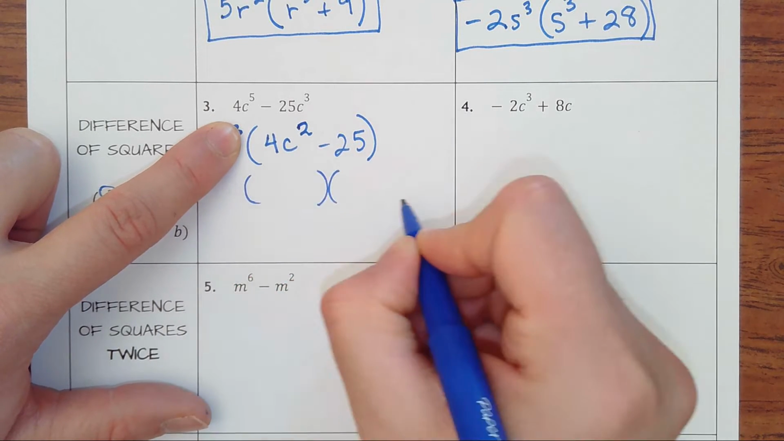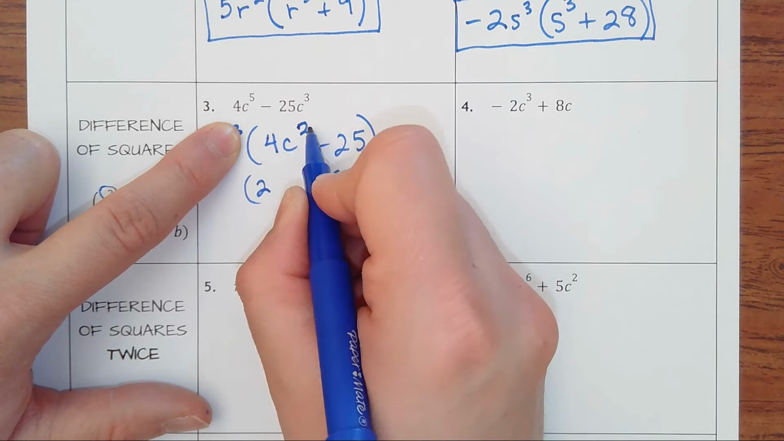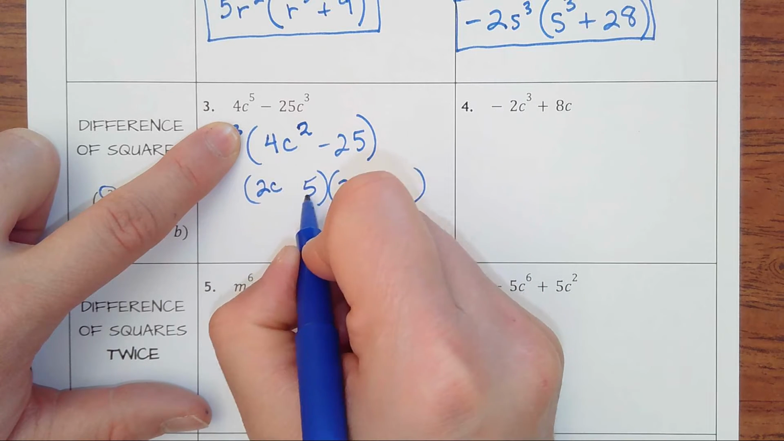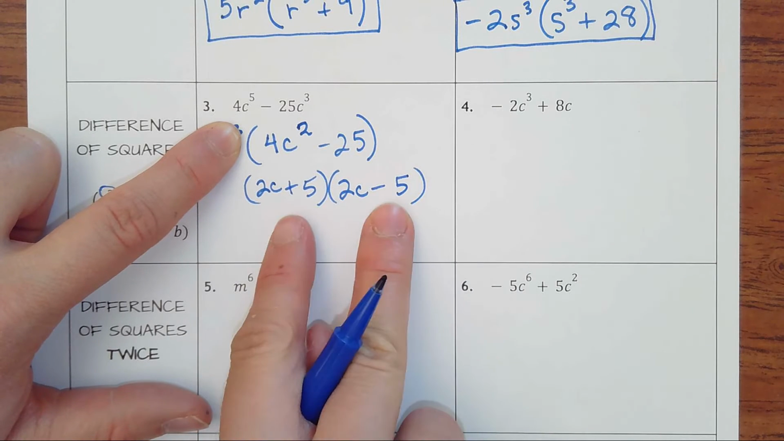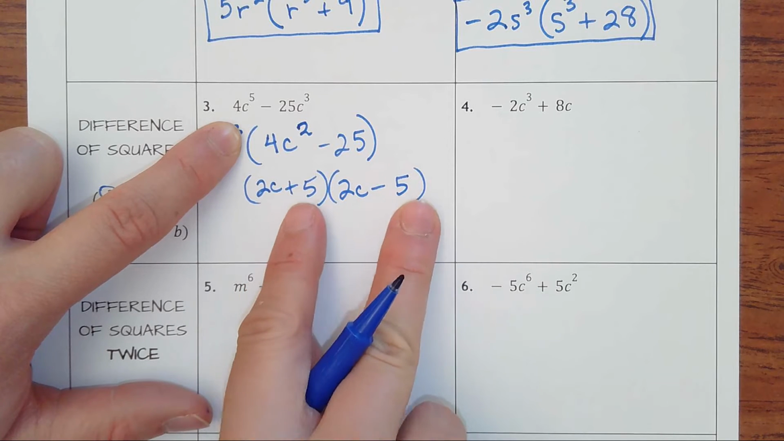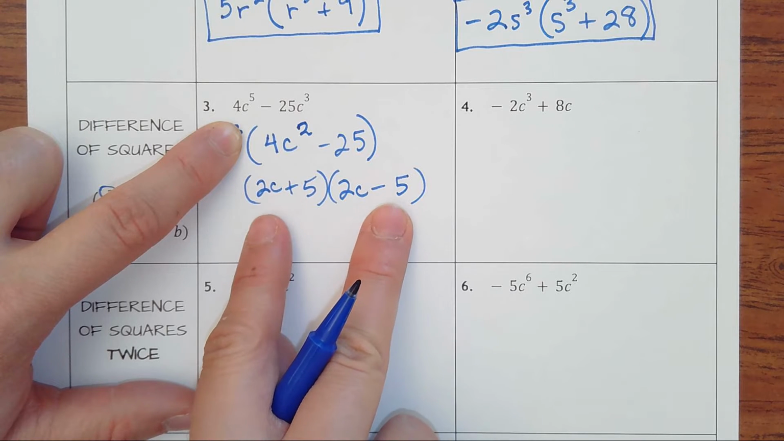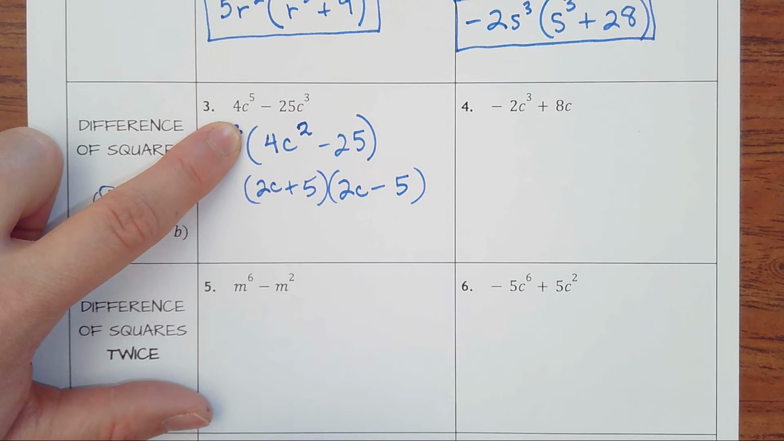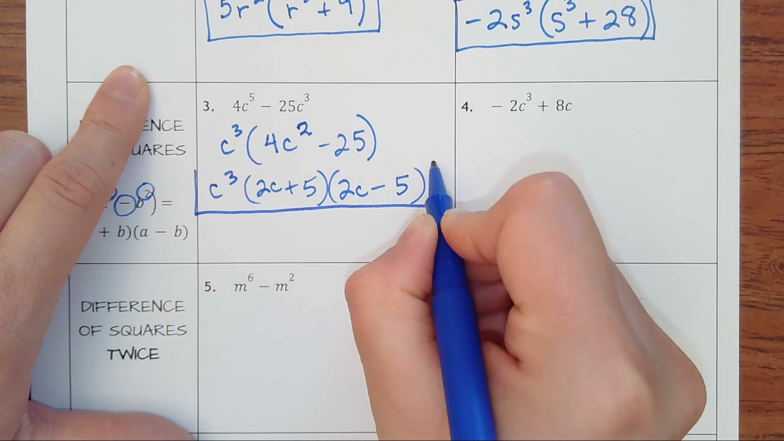So I'm going to make 2 sets of parentheses. Square root of 4 would be a 2. Split the c squared, so you're really just dividing by 2, so c times c. Square root of 25 is 5 times 5. One's a plus, one's a minus. And the reason that it's different signs is so that we can multiply and get the 4c squared, get exactly the same terms on the inside, outers and inners, so we get a negative 10c and a positive 10c. Those would cancel. 5 times -5 makes -25. And then bring down my c cubed. That would be my answer.